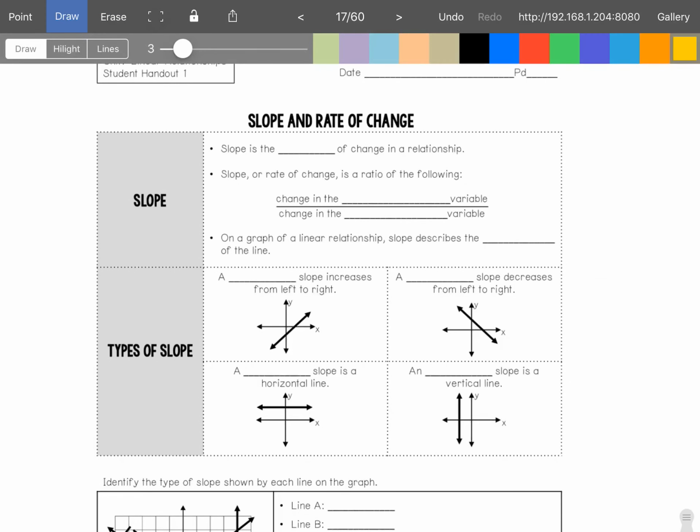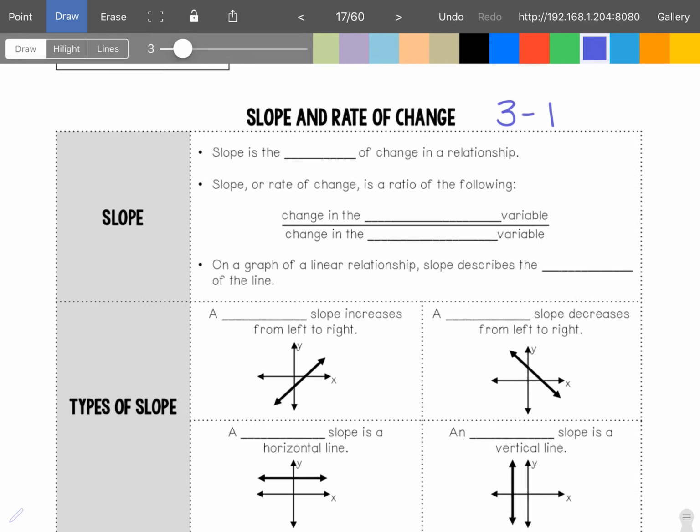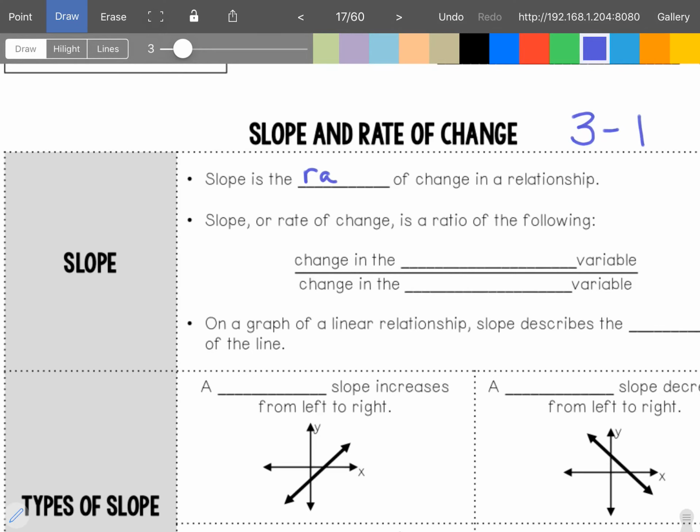This lesson is on slope and rate of change. This is our new unit, and it is 3-1. Slope is the rate of change in a relationship.